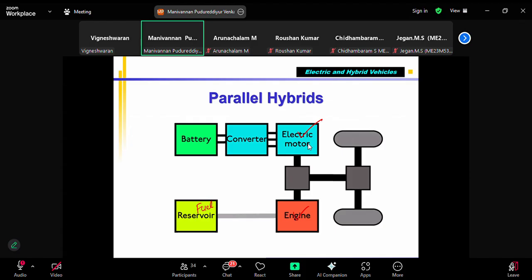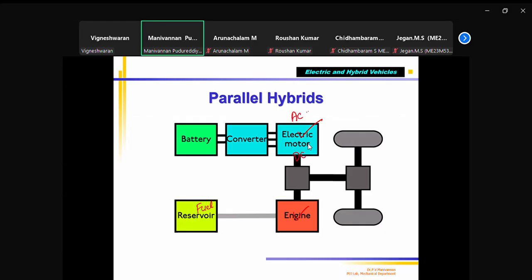From the battery, power is given to the converter, as already explained. Depending on the type of motor, whether it is an AC motor or a DC motor, there are two types of converters. One is called the DC to DC converter, note down. The other one is the DC to AC converter. Another name for the DC to AC converter is inverter.